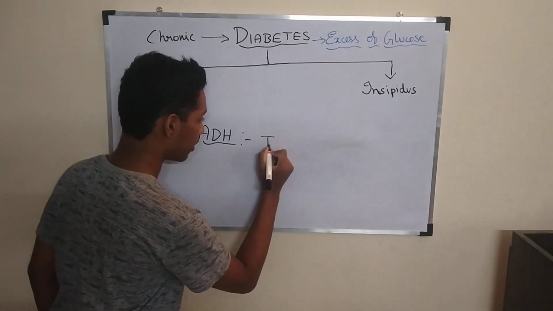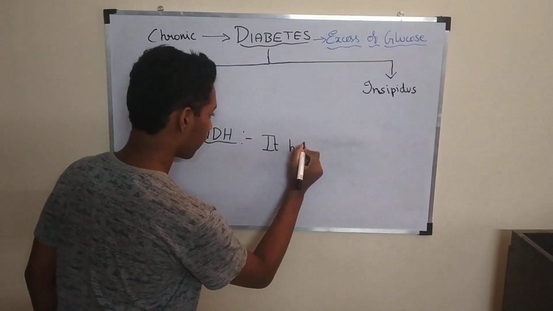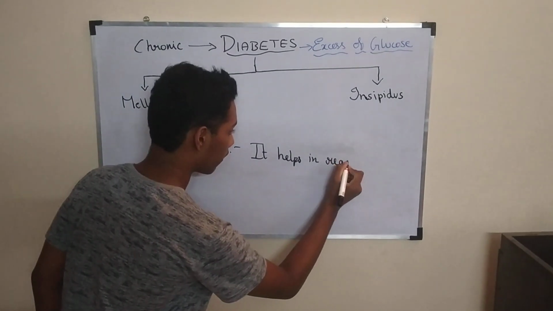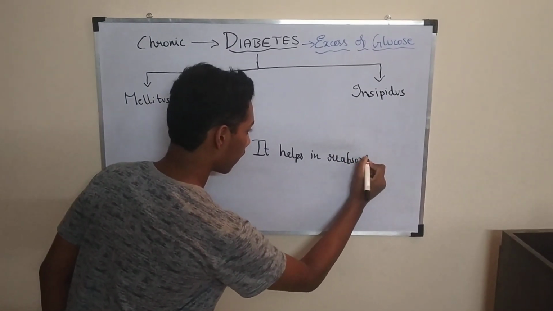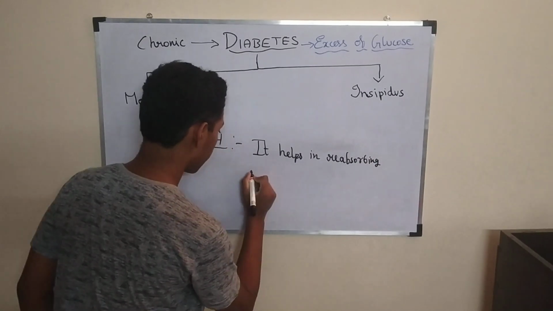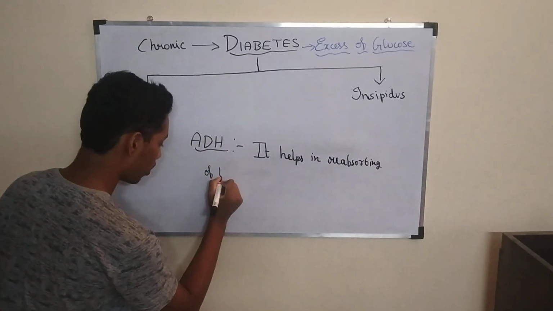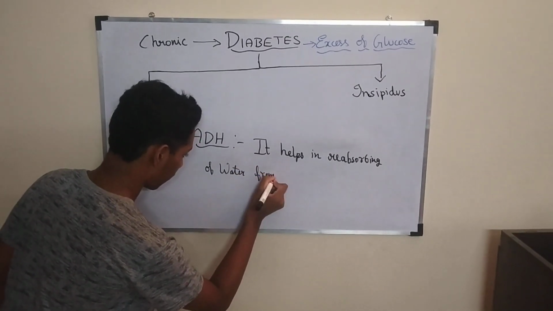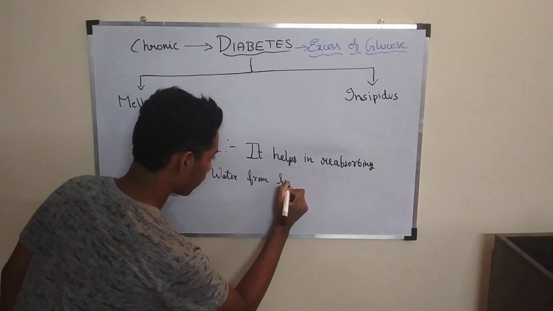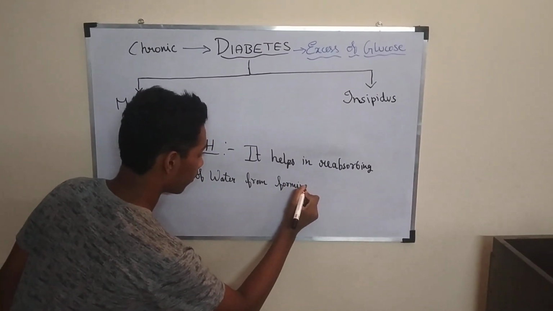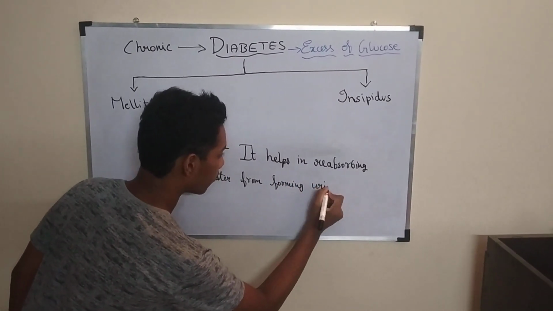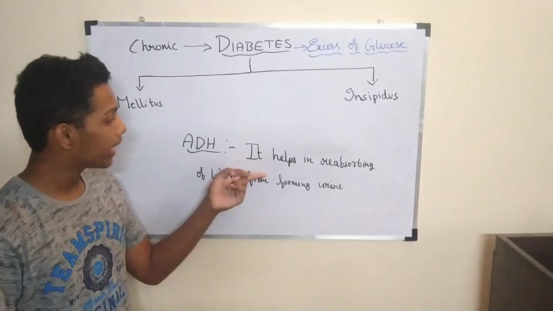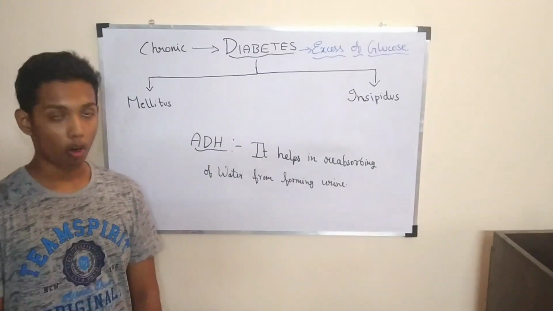So it helps in reabsorbing of water from forming urine. Right? So what does ADH hormone do? It helps in reabsorbing of water from the forming urine.